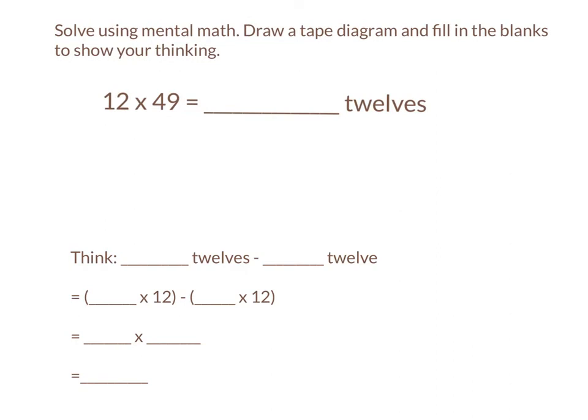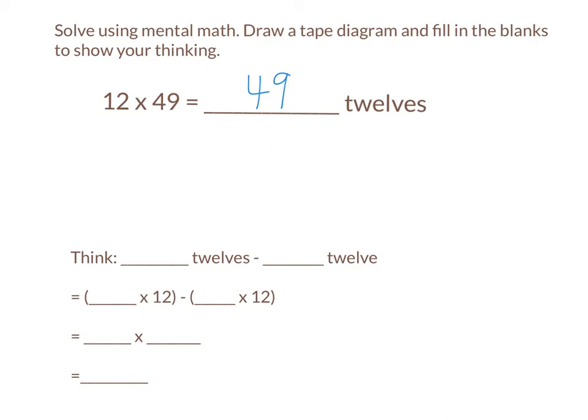This time I have 12 49s. Or I can think of it as how many 12s? 49 12s. So I want you to write 12 times 49 is the same as 49 12s. Could I also call this 12 49s?